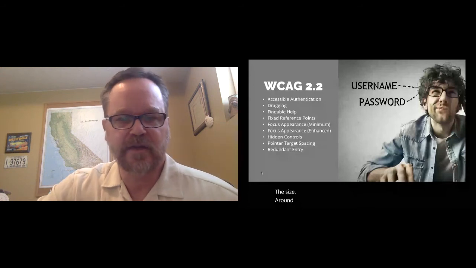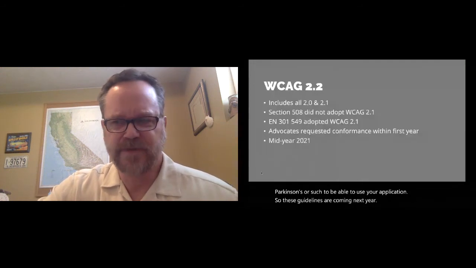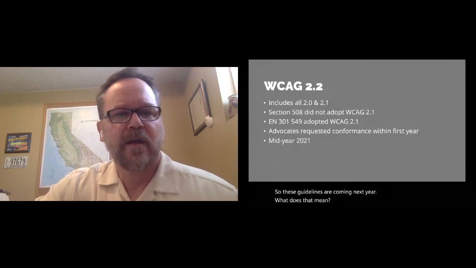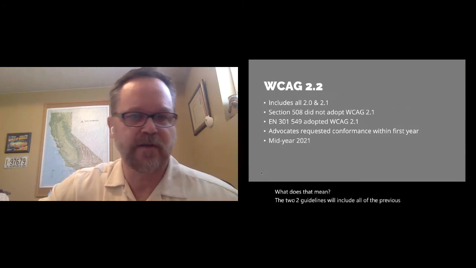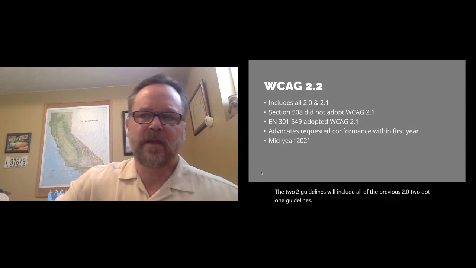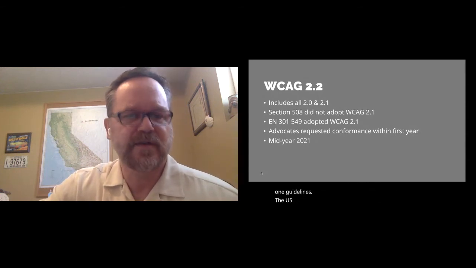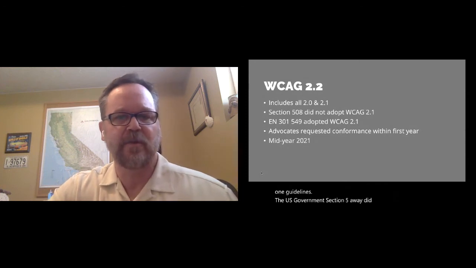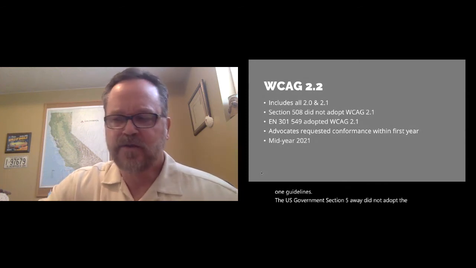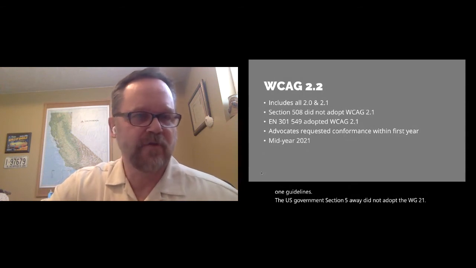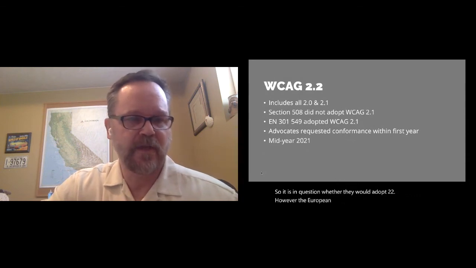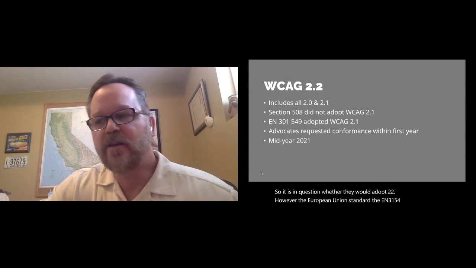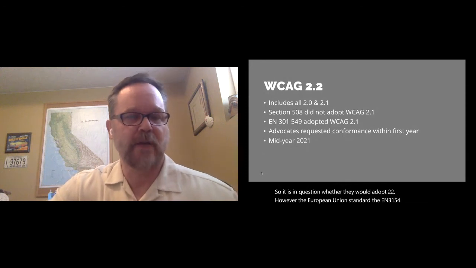So these guidelines are coming next year. What does that mean? The 2.2 guidelines will include all of the previous 2.0 and 2.1 guidelines. The US government, Section 508, did not adopt WCAG 2.1, so it is in question whether they would adopt 2.2. However, the European Union standard, the EN 301549, did adopt 2.1, and it is reasonable to expect that they would consider adoption of 2.2.